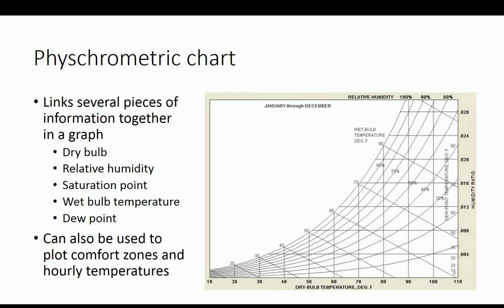So those things are, the air movement isn't necessarily present here, okay? But there are a lot of other factors that are present here, okay? So the psychrometric chart links together a bunch of different pieces of information and shows how they relate to each other. So the dry bulb temperature we've already talked about, relative humidity. One we haven't talked about is saturation point, right? Saturation point occurs when the air has a certain amount of moisture in it, and if the air temperature drops below a certain point, we get something called rain, right?